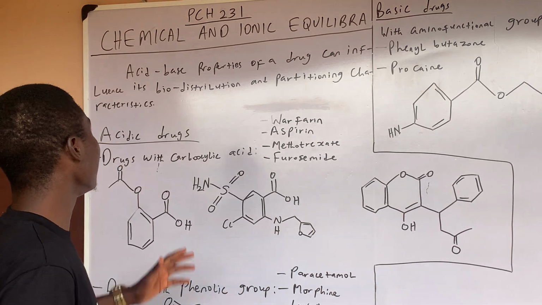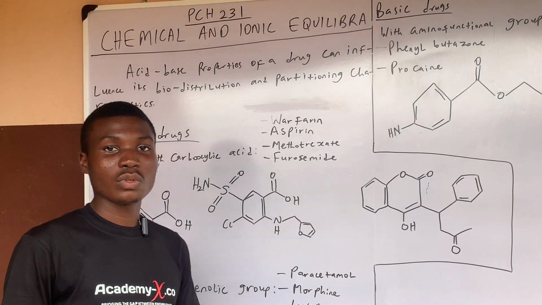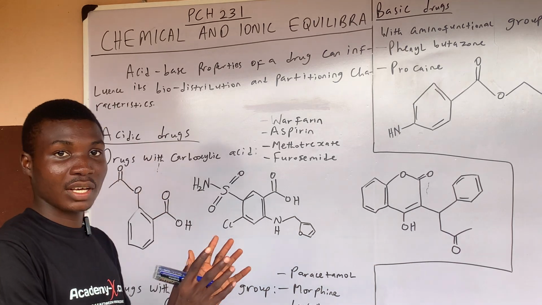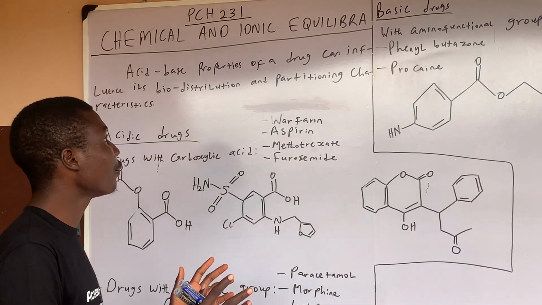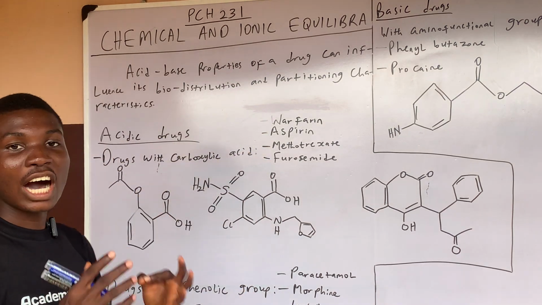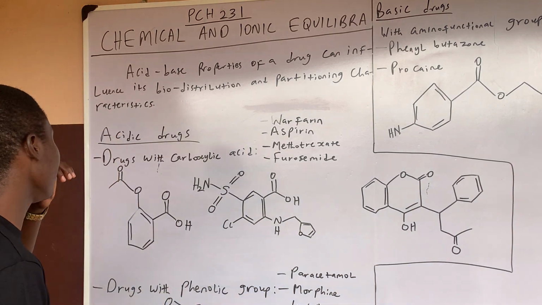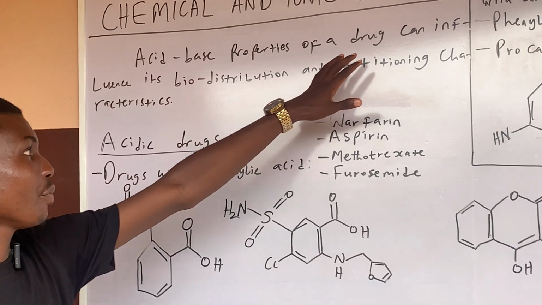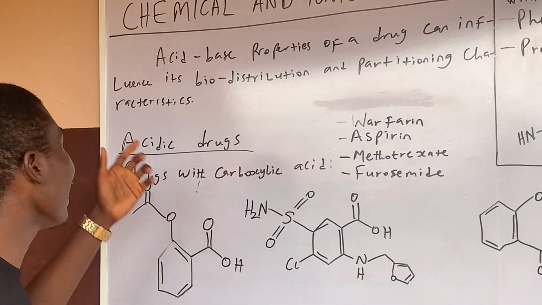All right, so with chemical and ionic equilibria, we need to understand the equilibrium that occurs in terms of chemical structures, chemical relationships, and chemical formulas, as well as the ionic aspect, which is going to impact how drugs get distributed in the body. Now look at the first statement we have here: the acid-base properties of a drug can influence its biodistribution and partitioning characteristics.